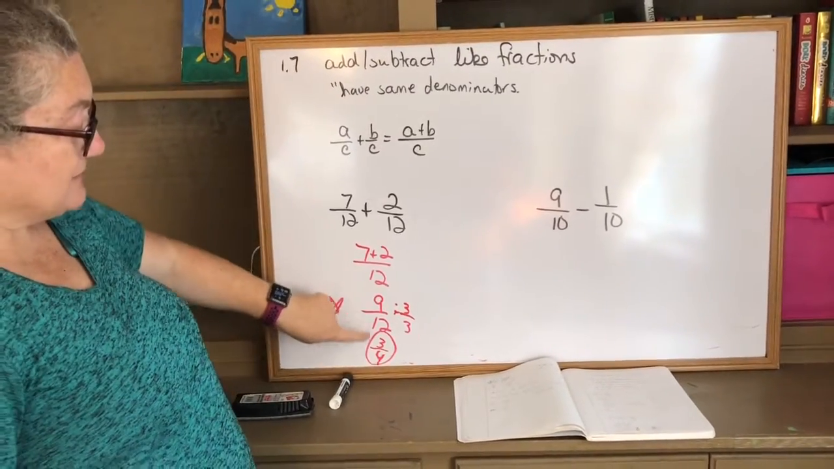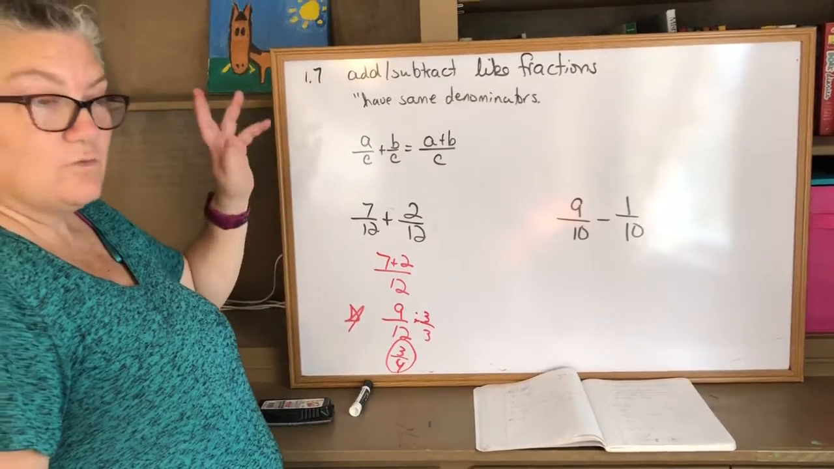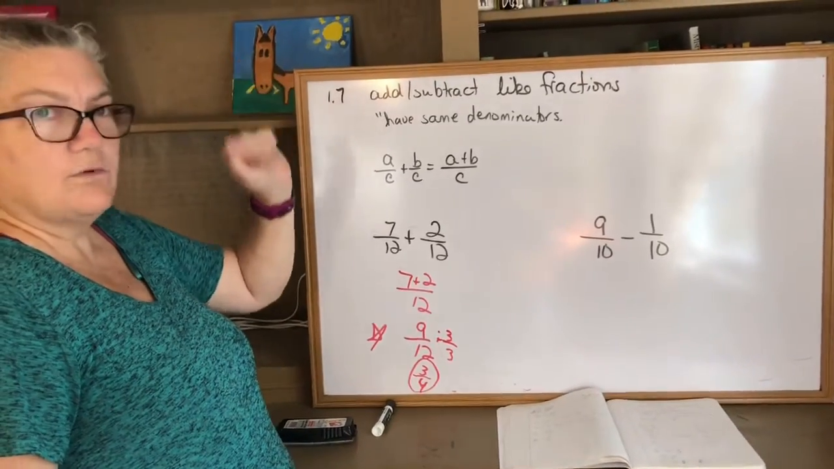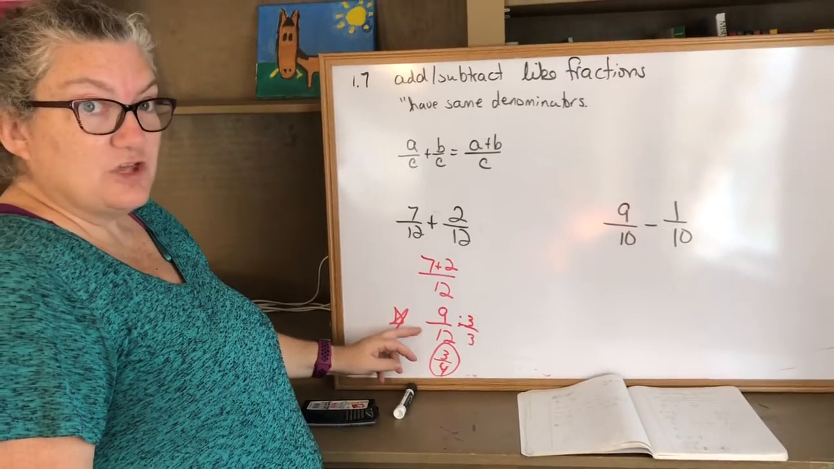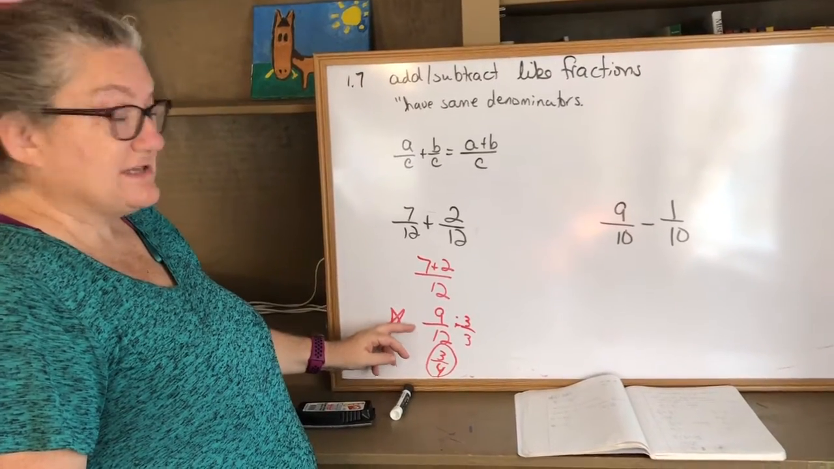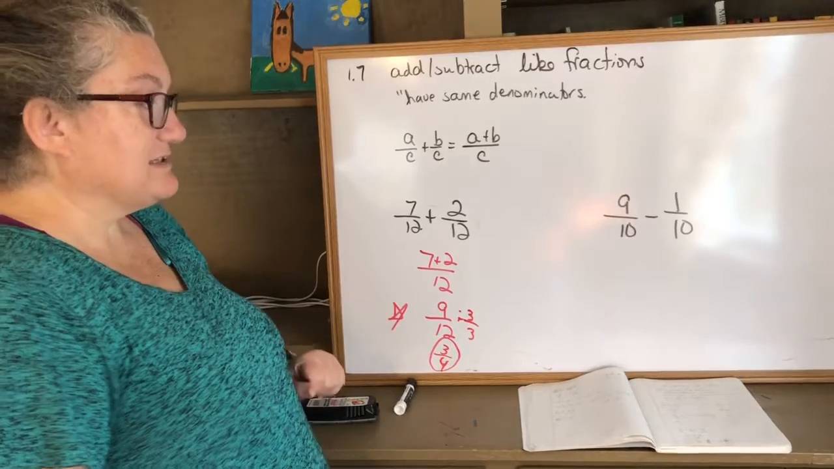If you do not simplify after we learn, what section was that? I think it's 1.4, 1.5, I'm not sure. About simplifying, if you do not simplify after that, you will lose points on your quizzes and tests. So you want to make sure you're always trying to simplify.